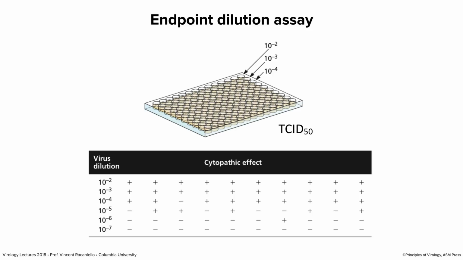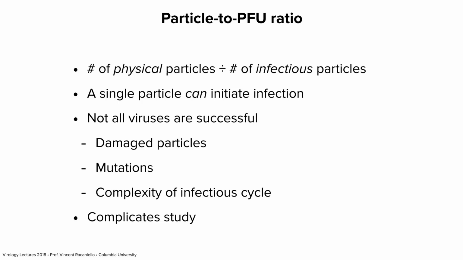Now it turns out that at -5, half of the wells are infected and half are not infected. And so the 50% endpoint would be 10 to the 5. We would call these tissue culture infectious doses 50%. Most of the time, you're not lucky to get the 50% endpoint on a particular dilution. It usually falls between two dilutions. Then you have to do some math to figure it out. So that's endpoint. That gets around viruses that don't plaque.